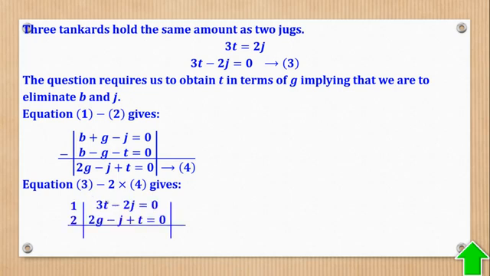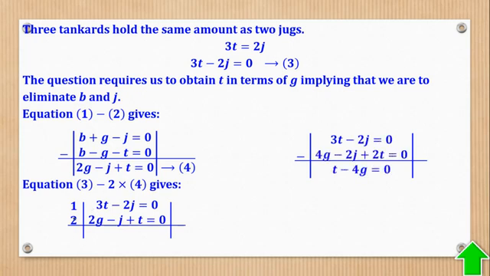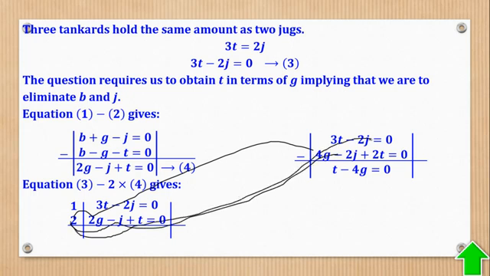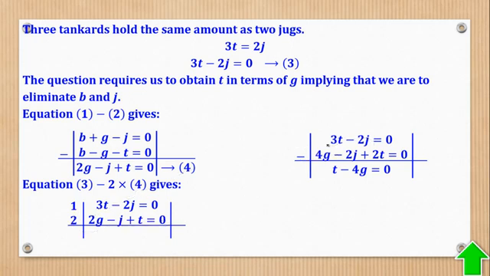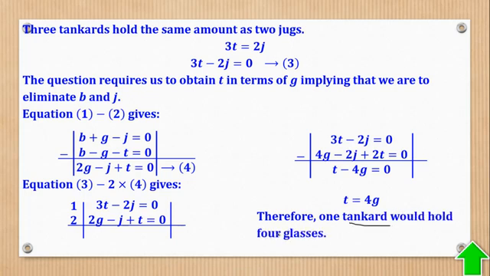Equation 3 and equation 4, if I multiply 2 through equation 4, I'll come up with this. So 2 times this is 4G, 2 times this is 2J, 2 times this is 2T equal to 0. Then when I subtract this, J will cancel. Now I'm left with T and G, which is what I want. So T is equal to 4G. Do you know what that means? It means that one tankard would hold 4 glasses. And that's what they wanted.